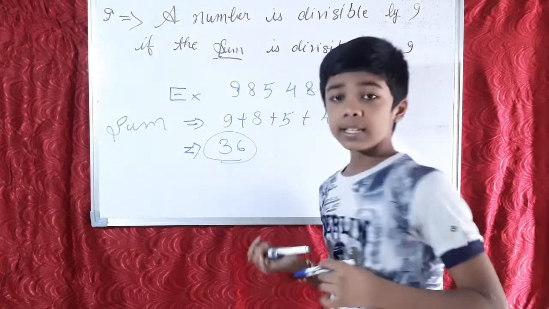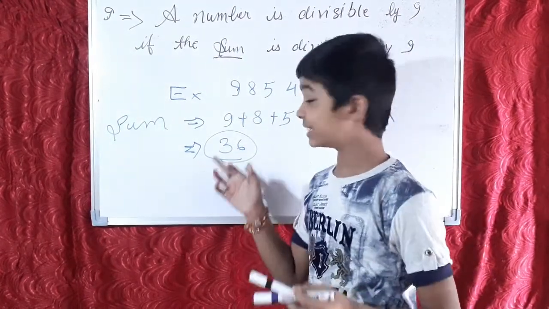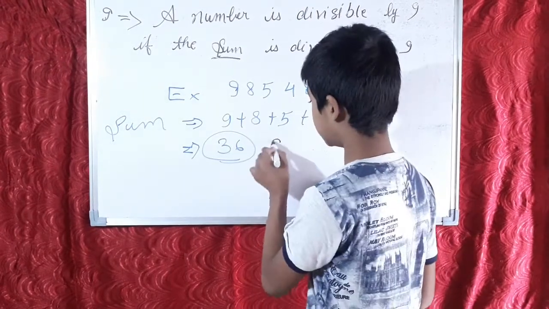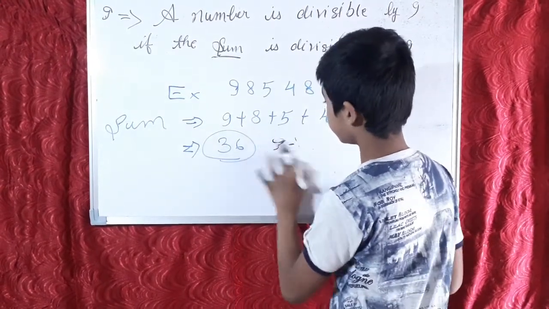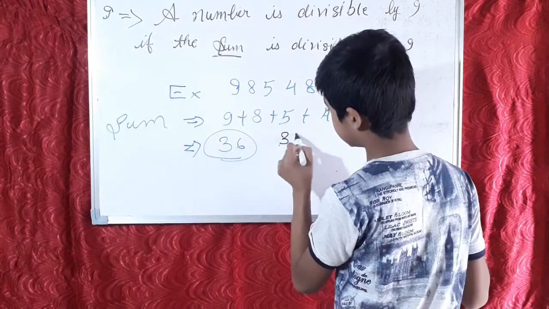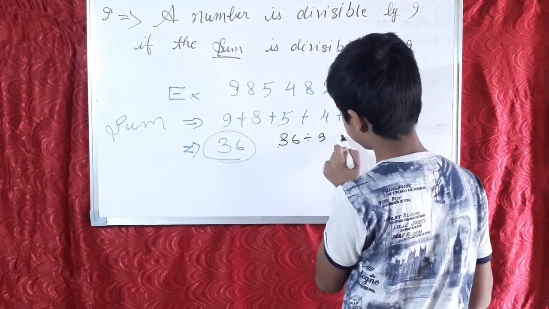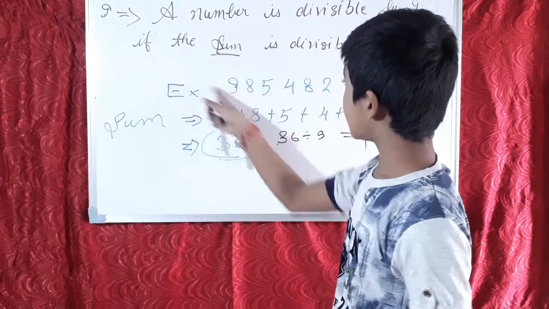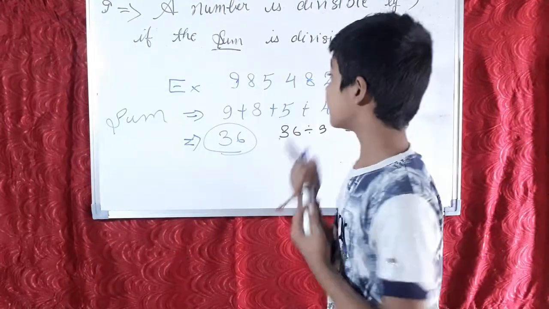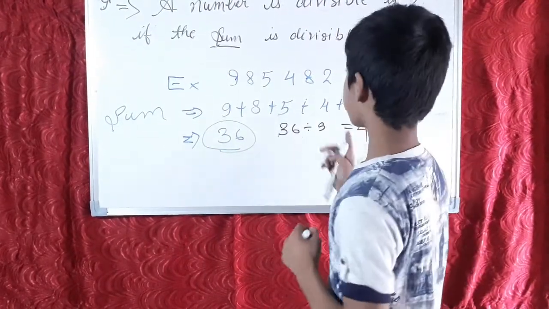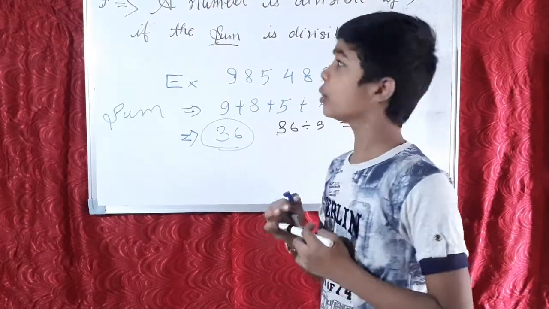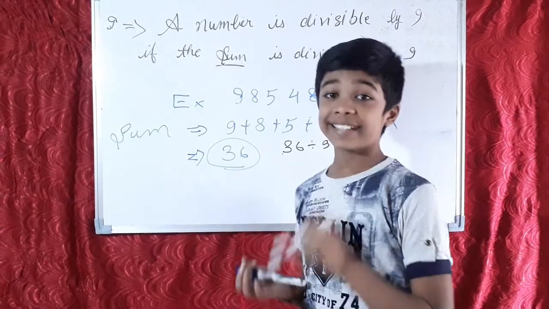So friends, is this 36 divisible by 9 or not? It is divisible. 36 divided by 9 gives 4. So this number 985,482 is divisible by 9. Now we are going to see the next divisibility test.